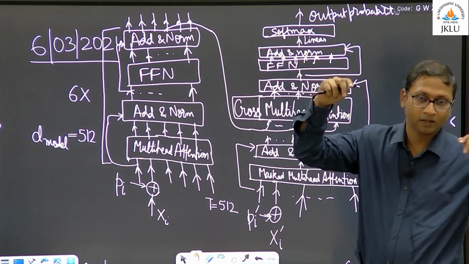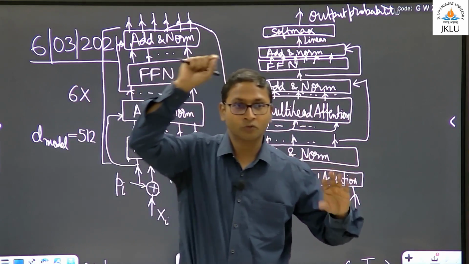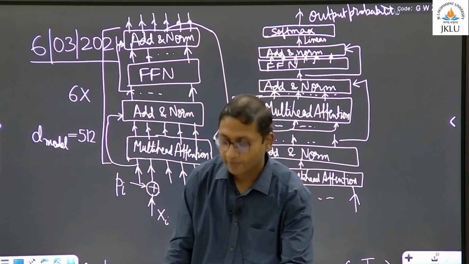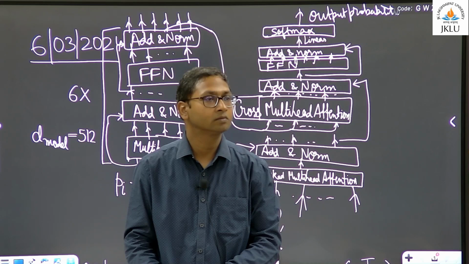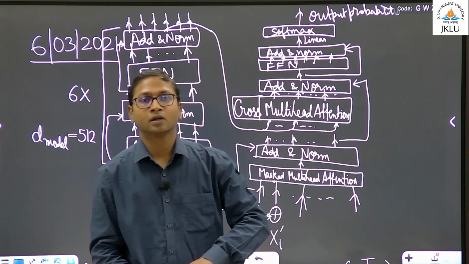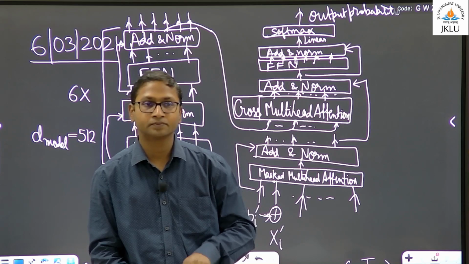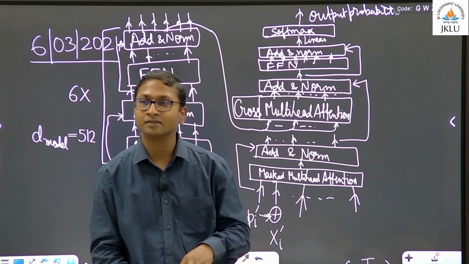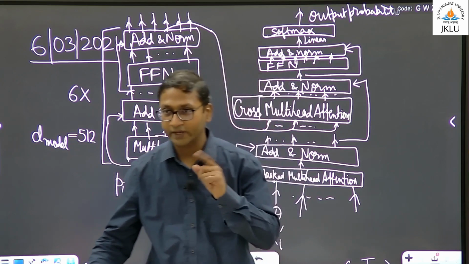Remember the encoder decoder architecture for RNNs. Your query was coming from decoder, and key and values were coming from, (unclear). So in decoder you had queries.